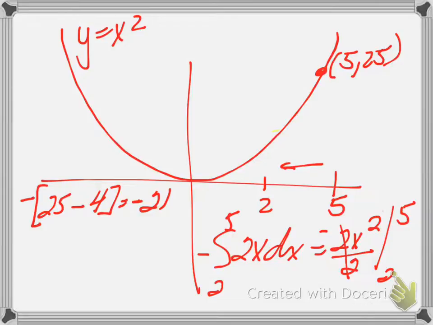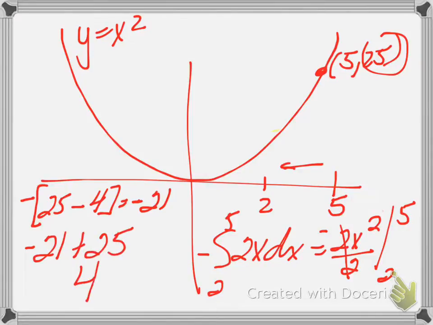Okay? But where was I at 5? At 5, I was at 25. So I have to add 25 to that, and I get 4. Well, when x is 2, isn't y 4? So it works no matter what, no matter which direction you go in, but you always have to know where you are when you started. So I hope that clears that up a little bit.